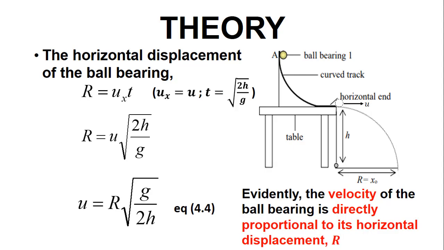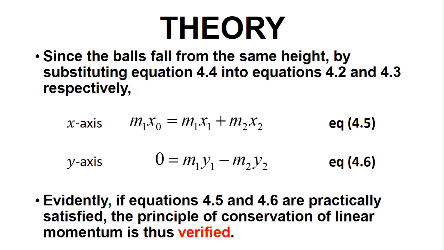The horizontal displacement of the ball bearing will be given as r equals uxt, where u equals r square root of g over 2h. Evidently, the velocity of the ball bearing is directly proportional to its horizontal displacement r. Since the ball falls from the same height, by substituting equation 4.4 into equation 4.2 and 4.3 respectively, we can verify the principle of conservation of linear momentum.